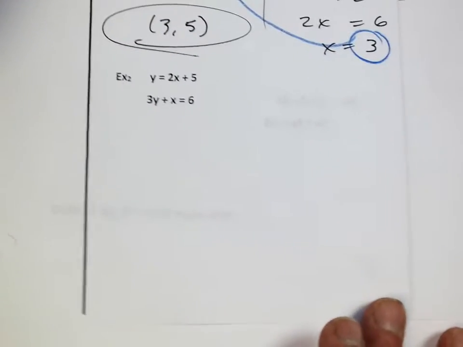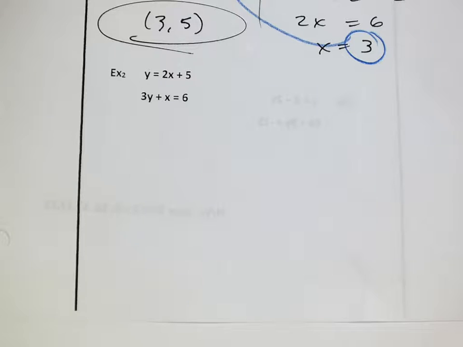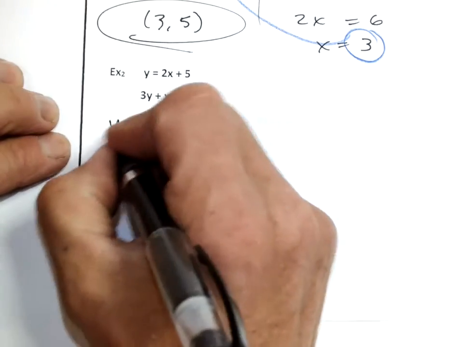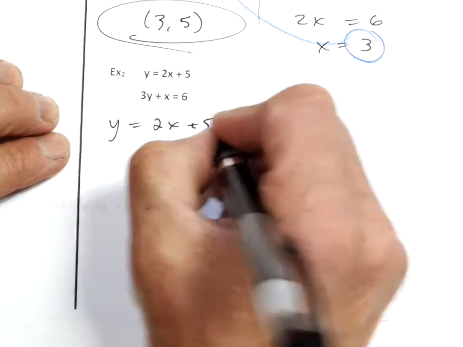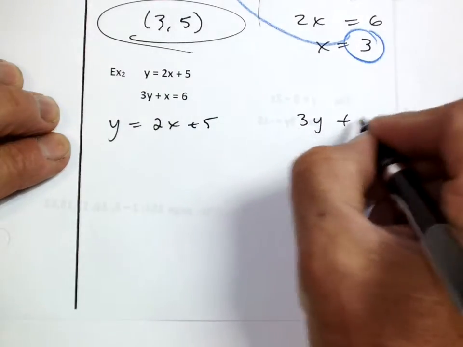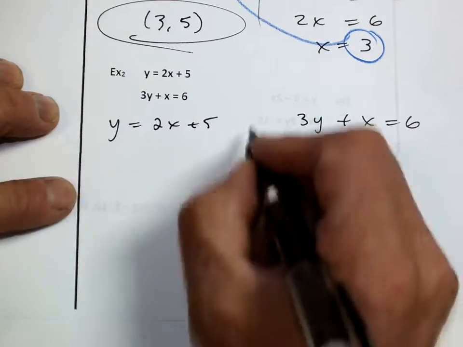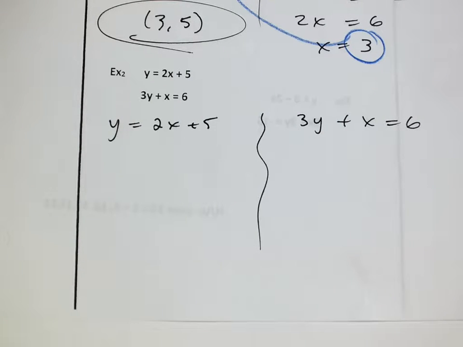Okay, example 2. Same type of process. I like to write them side by side. If that annoys you, too bad for you, I'm going to do it anyway. So I write y equals 2x plus 5 and 3y plus x equals 6, side by side, so that I have room to work.